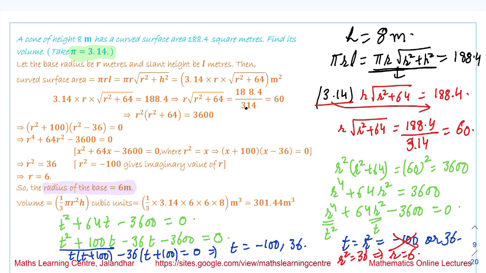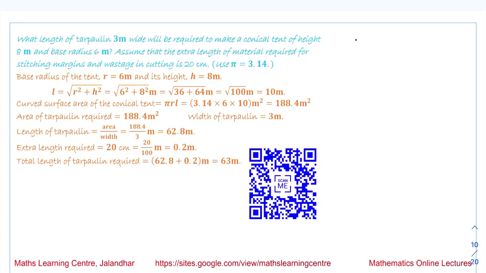Now the radius is 6 meters and the height that is given to us is 8 meters. So using the formula 1 by 3 pi r square h, we can calculate the volume of the cone. So it is 1 by 3, value of pi is 3.14 into r square means 6 into 6 into 8. When you solve this, you will get the final answer as 301.44 meter cube.